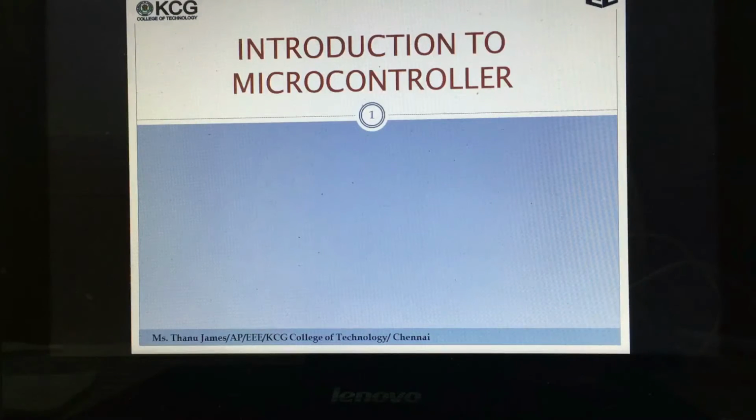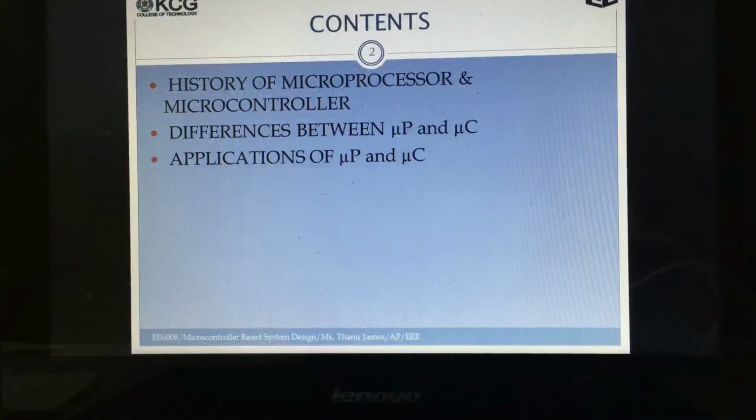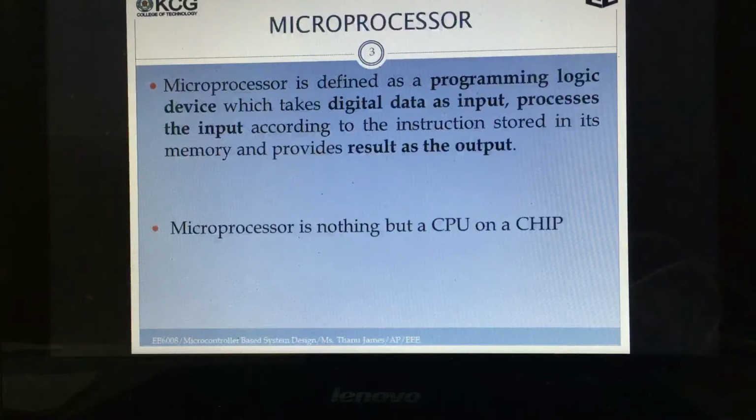Now through my video presentation, I would be dealing with the introduction of microcontroller. The contents of my presentation include the history of the microprocessor and microcontroller, the difference between microprocessor and microcontroller, and at the end we have the applications of microprocessor and microcontroller. Before starting with what a microcontroller is, we would just see what a microprocessor is all about.